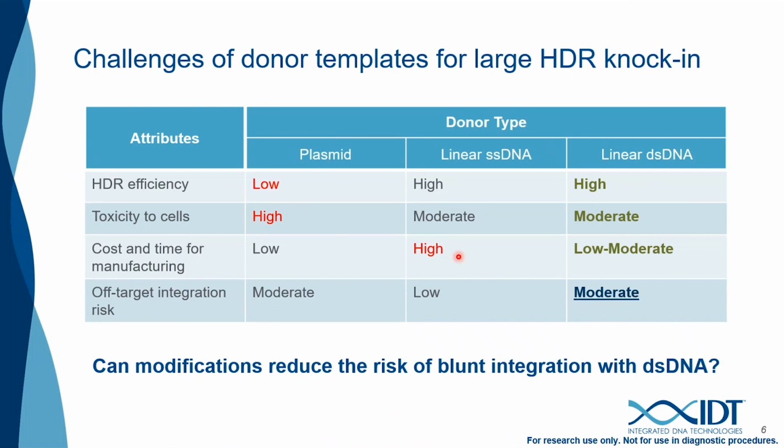And so we began looking into alternatives and turned to linear double-stranded DNA. We've generally found that linear double-stranded DNA works well for HDR, and it's easier to produce quickly and at large scale. However, its main drawback is the risk for off-target integration. And I'll get into that in just a moment. But based on reports in the literature, we then asked if modifications could be used to reduce this risk of blunt integration with double-stranded DNA so that we could offer a more cost-effective solution for large knock-ins.